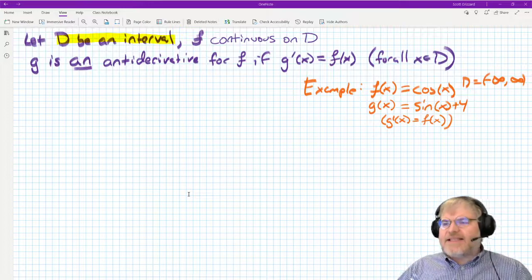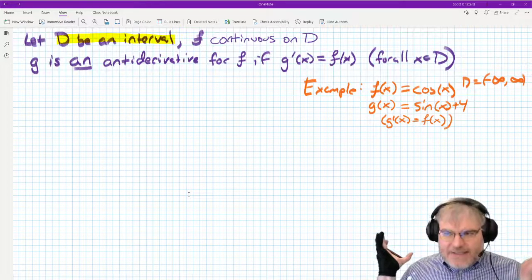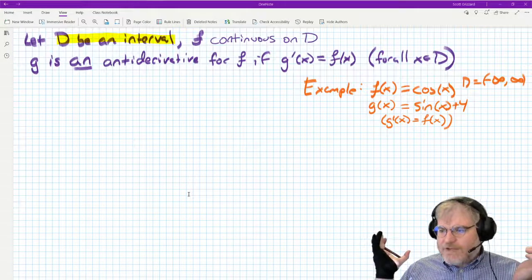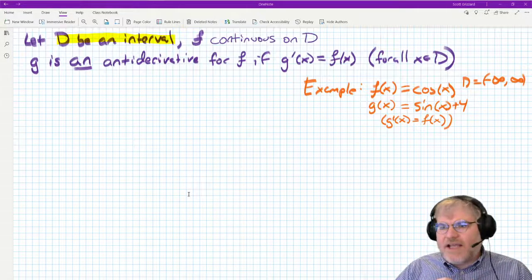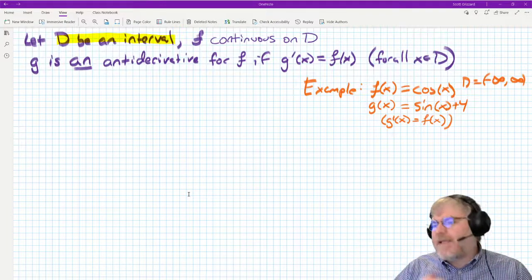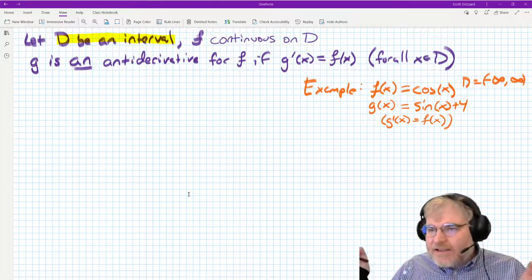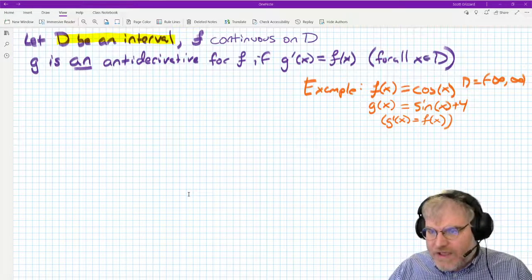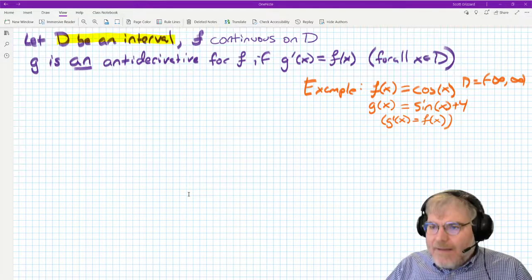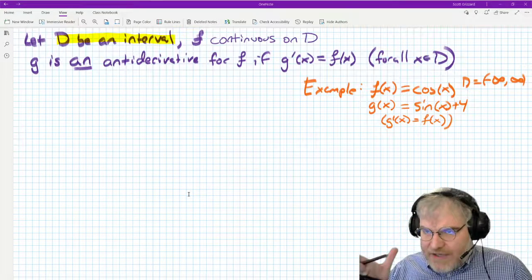Everyone on board with that? It's just some function, I don't care what it is. The constant could be any number. It could be 0, it could be 18, it could be pi. Sine of x plus pi is a perfectly good antiderivative for f. But this is an antiderivative.